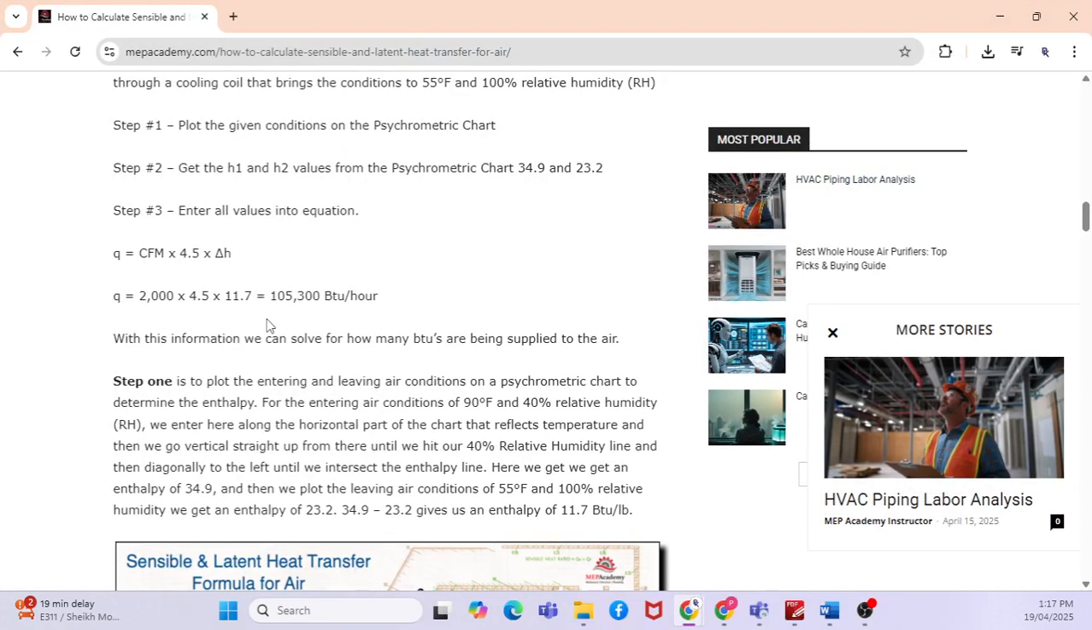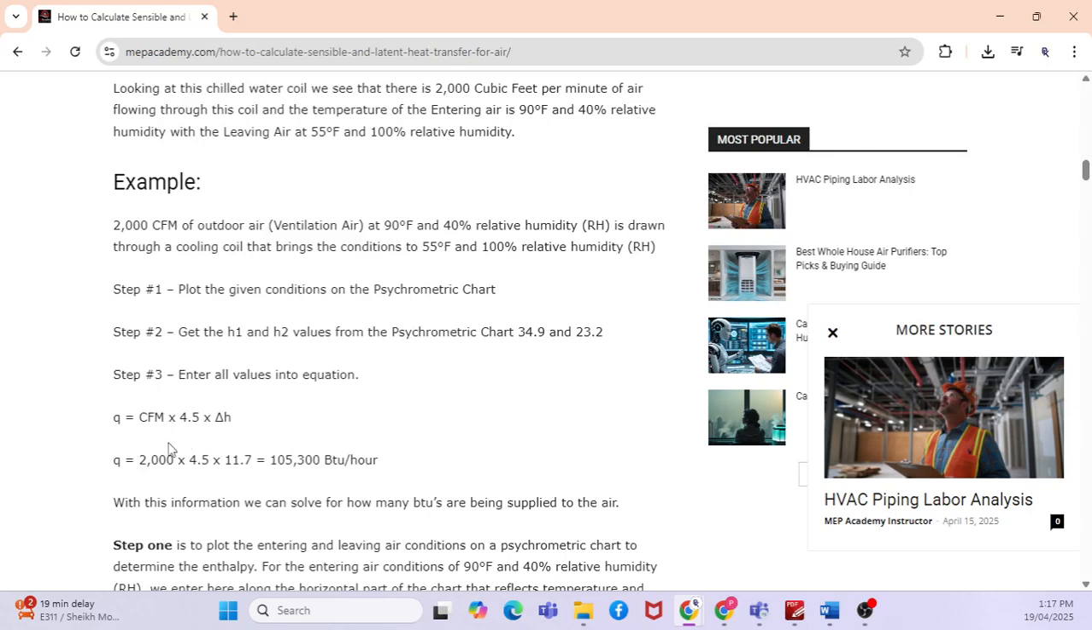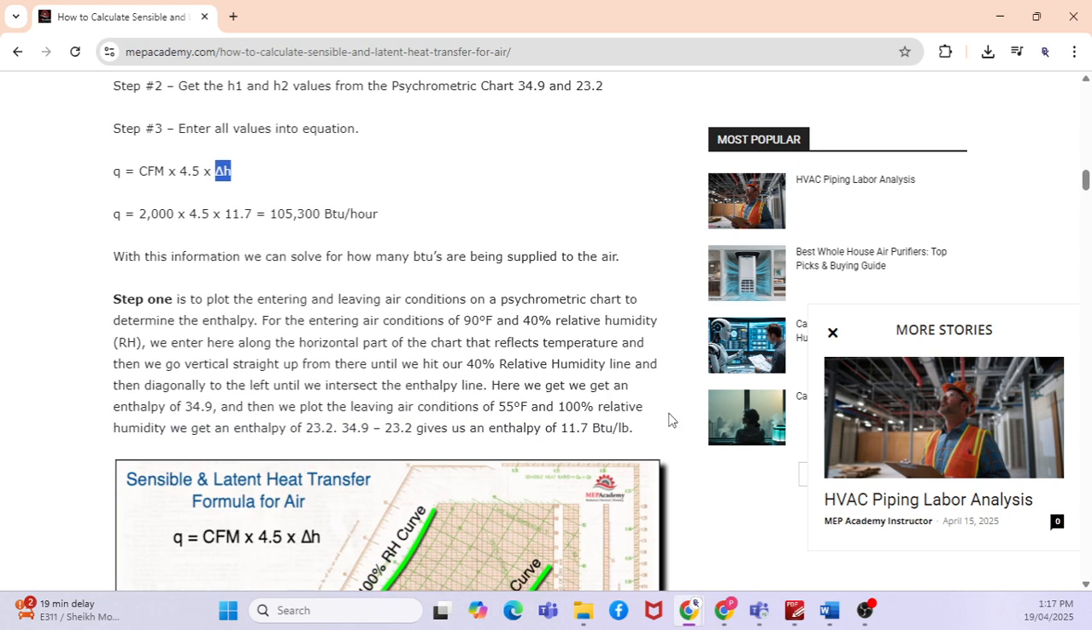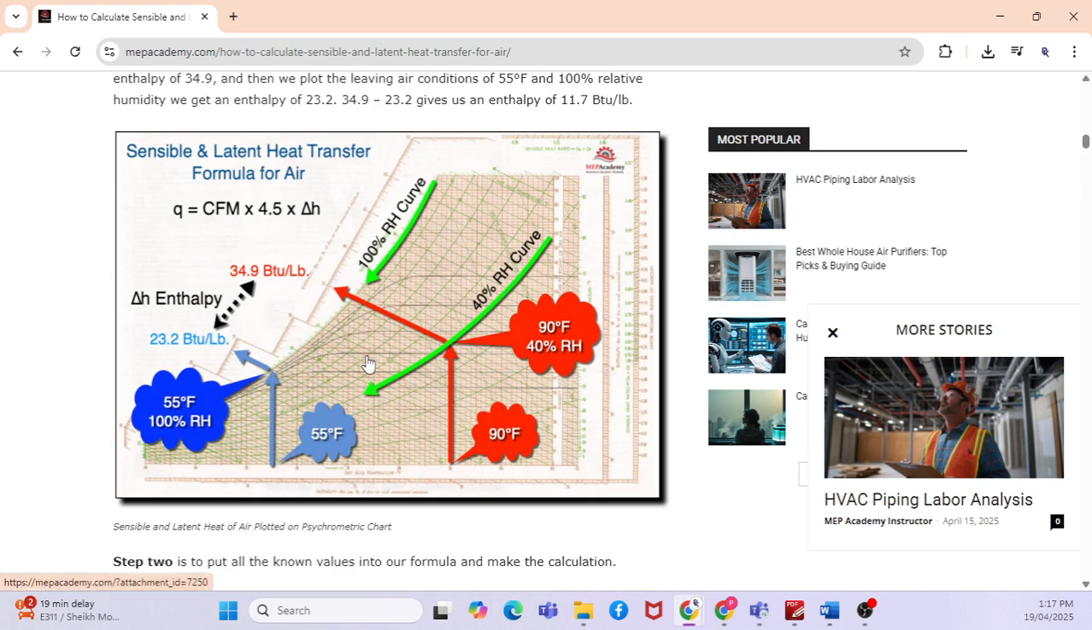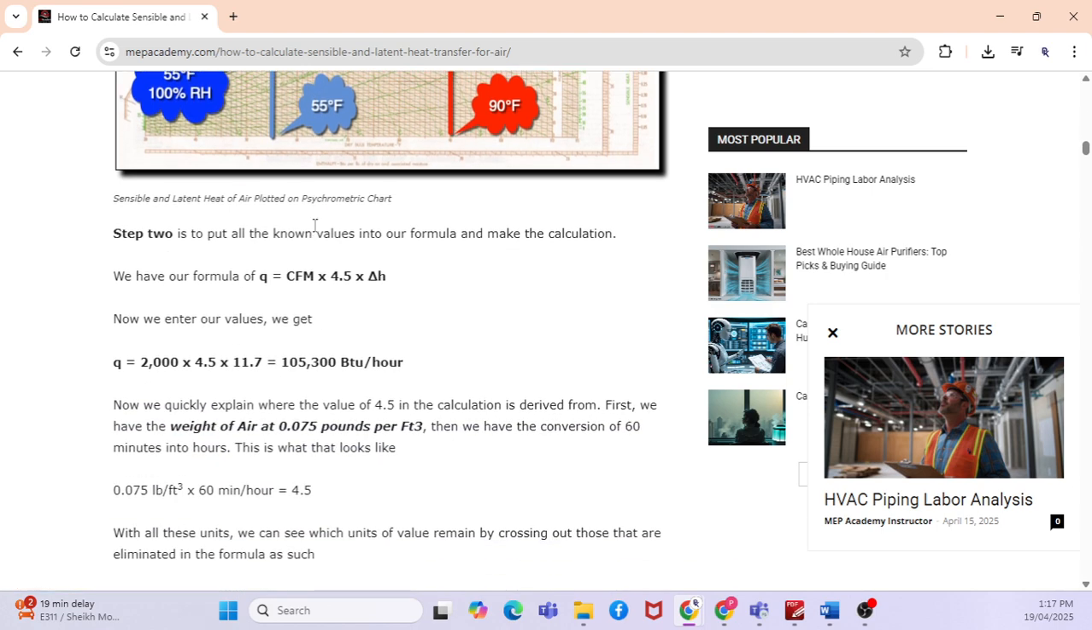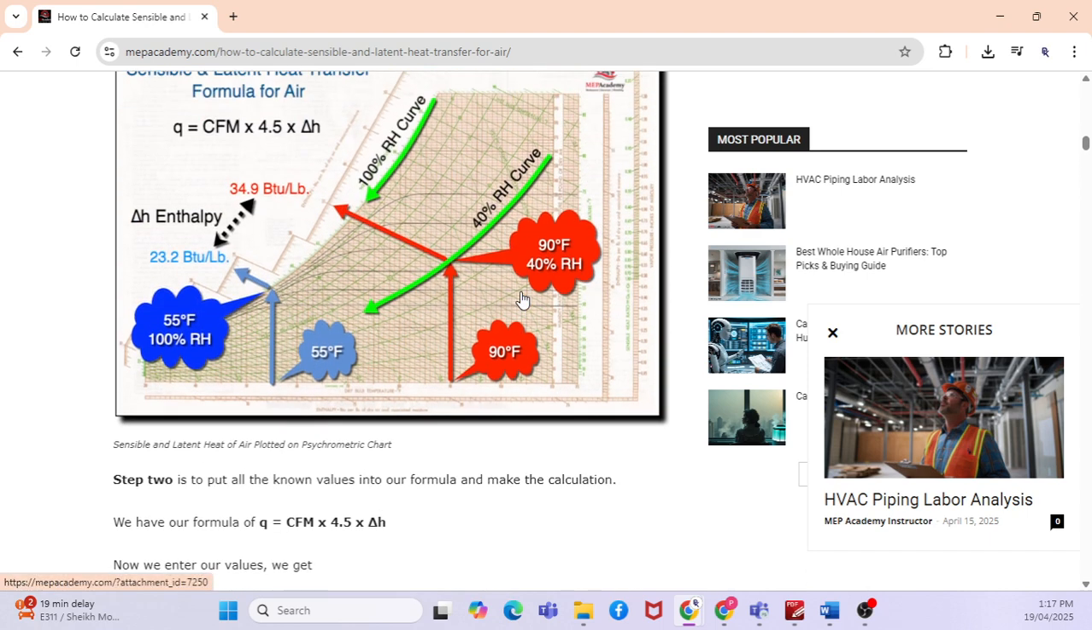Here, can you see this one? This is from the internet. What they have given to calculate the latent load is CFM multiplied by 4.5 multiplied by delta H, right? Clear? So this delta H is taken from the psychrometric chart. You can see that this is the psychrometric chart, and you can see the delta H. The delta H is the difference in specific humidity. Clear, right?